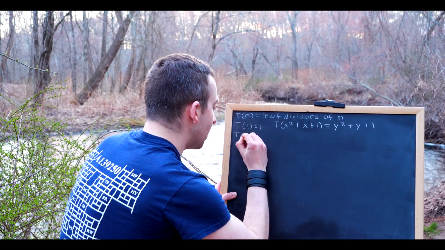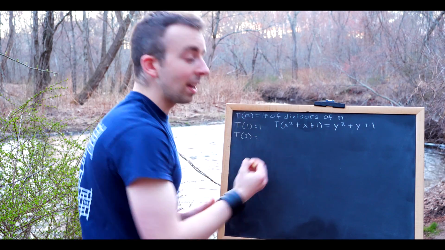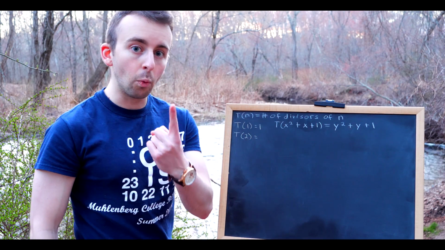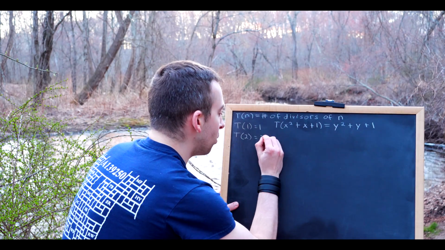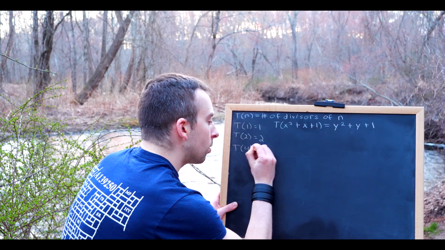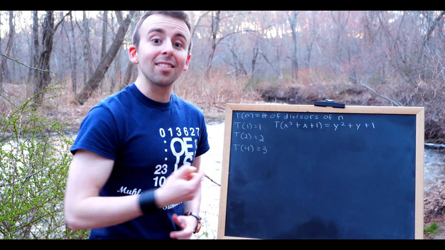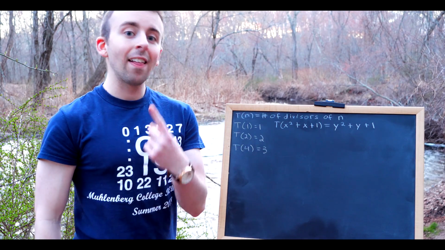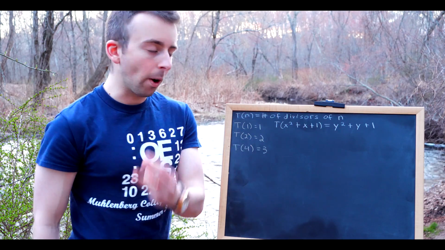t of 2 is the number of divisors of 2. 2 has 2 divisors, 1 and 2. So t of 2 is 2. For another example, t of 4 is equal to 3. 4 has 3 divisors, 1, 2, and 4.